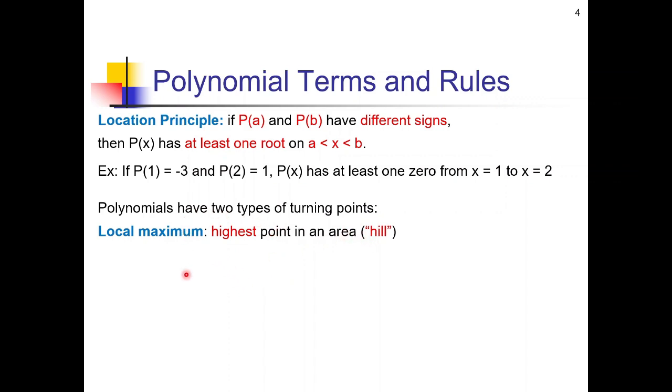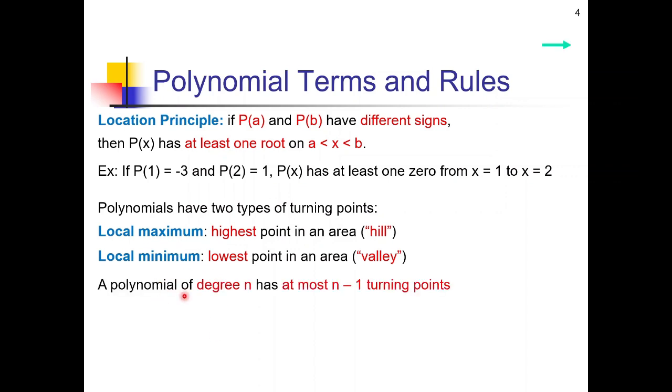We can also have local minimums. These are the lowest point in an area, or the valleys. Now, there's a neat trick you can use to figure out how many turning points a polynomial could have. It turns out that a polynomial of degree n is going to have at most n-1 turning points. So, for example, something to the 4th power would have at most 3 turning points. It could have less, but it won't have more than 3. That's what this tells us.